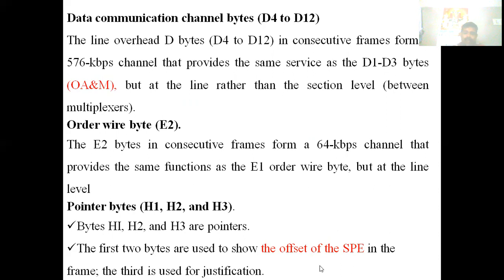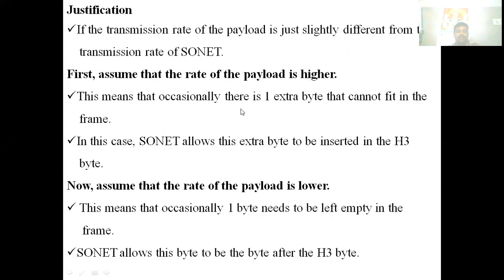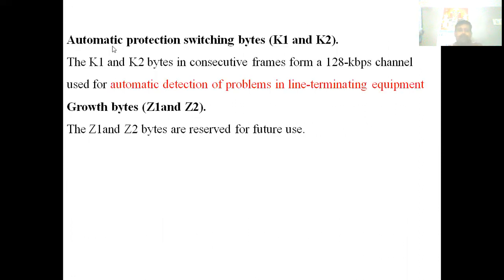And the H3 is used for justification. Justification means whenever the data rate of the SONET is high, we will be getting one extra byte. That extra byte we can place in the H3. Similarly, if the data rate is less, you will be getting 1 byte less, that can be placed after this H3. Next one, automatic protection switching bytes K1 and K2.